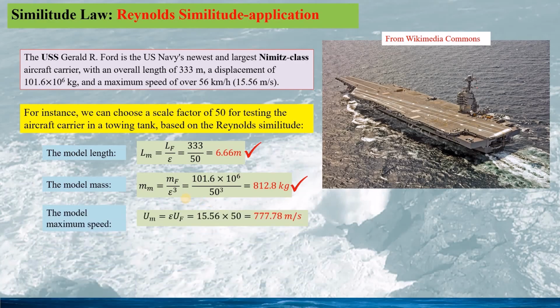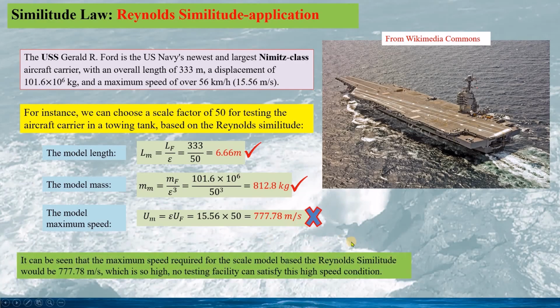And the model maximum speed is calculated as this, so we can see the model speed requirement would be 777 meters per second. This is a huge speed for a model. So it can be seen the maximum speed required for the scaled model based on the Reynolds similitude would be 777 meters per second, which is so high, no testing facility can satisfy this condition.